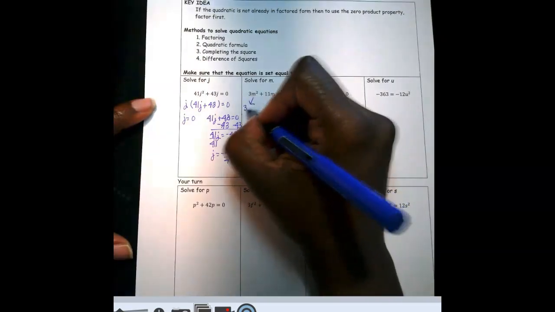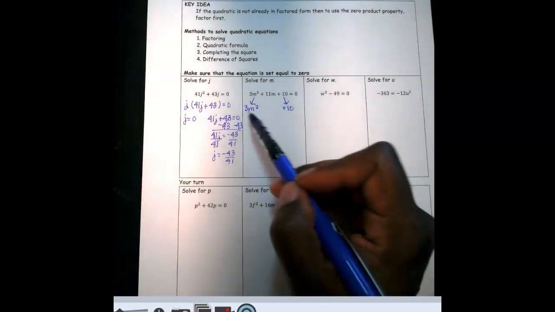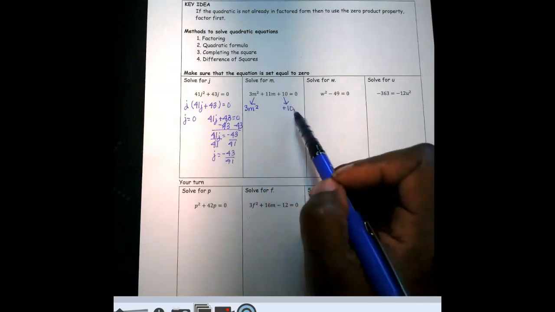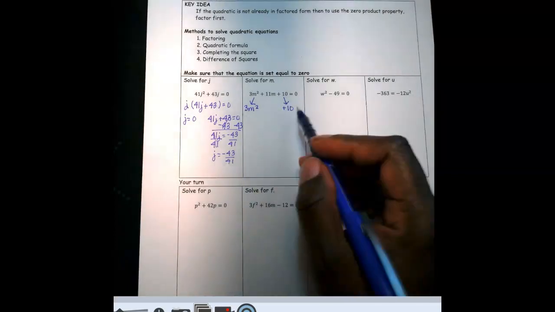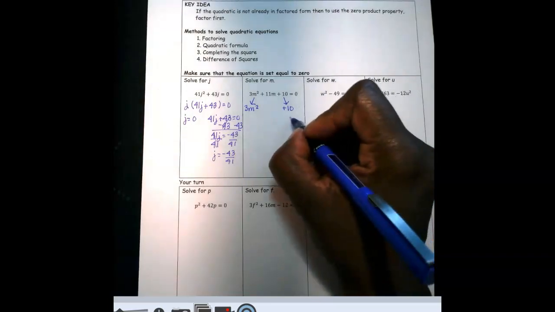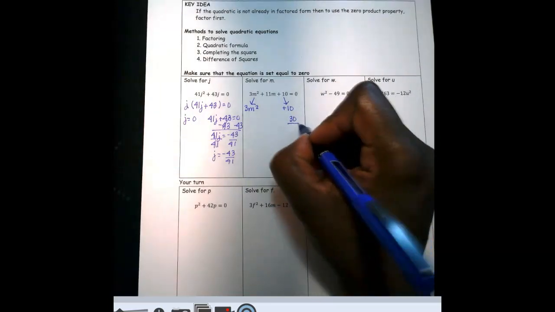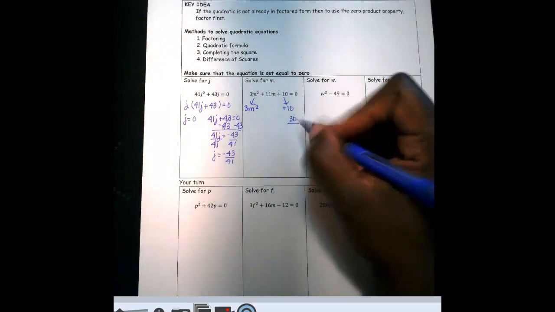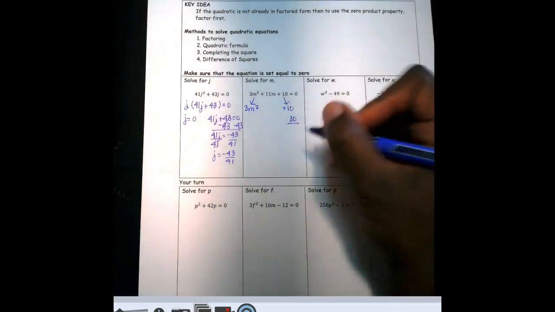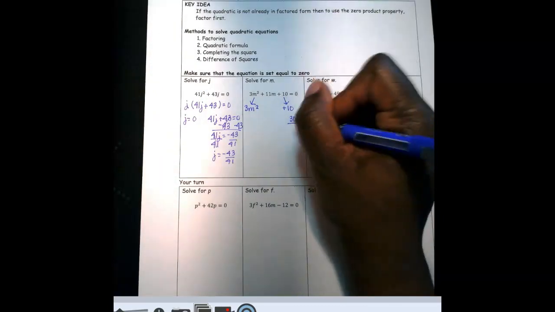So the first thing I want you to do, we're going to use what we call the Berry method. You're going to write the first term, and you're going to write the last term. Keep in mind to take the sign with it. Then you're going to multiply the first term and the third term. So in this case, 3 times positive 10 is positive 30. And we want the factors of 30 that add to 11. So again, we want the factors of 30 that add to 11.